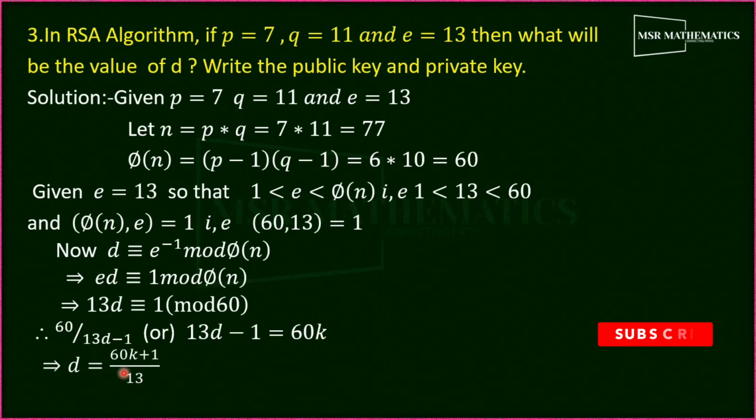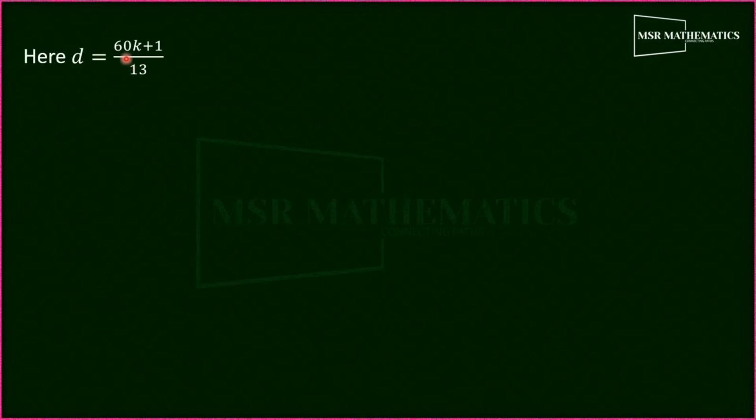In the next step, substitute k value 0, 1, 2, 3 and check whether the value is an integer or not. That is the next procedure. Here D is 60k plus 1 by 13. So check for k equal to 0, 1, 2, 3 and find the value for D. Here put k equal to 0. We get D value as 60 into 0 plus 1 by 13. Therefore 1 by 13 does not belong to integer Z.